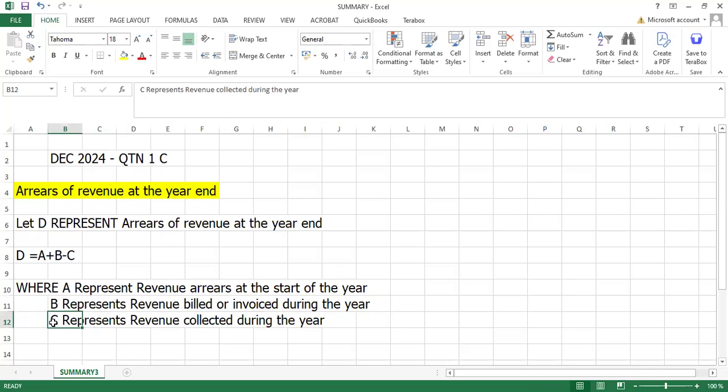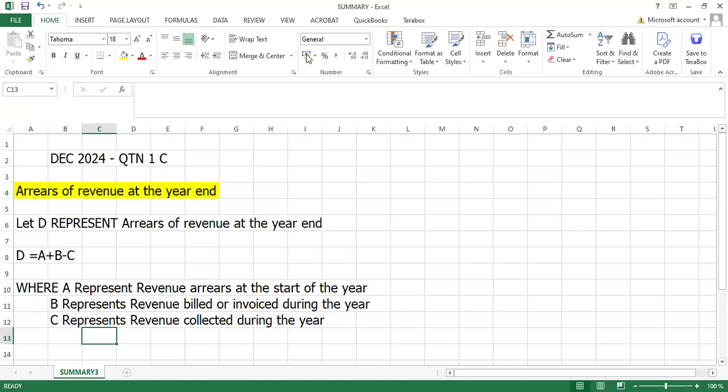Then what did you actually collect during the year? So if we look at the outstanding at the start of the year, and we add what we invoiced, then minus what we collected, we will be in a position to get our areas of revenue at year end. That is like the uncollected revenue at the year end. So if you know this, it is going to help you as you analyze your question.